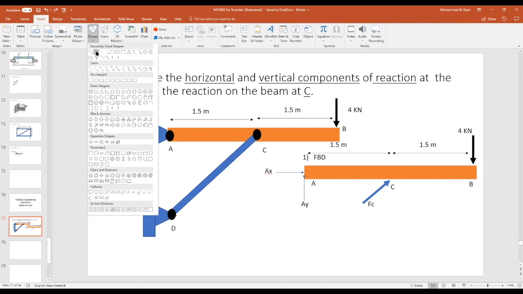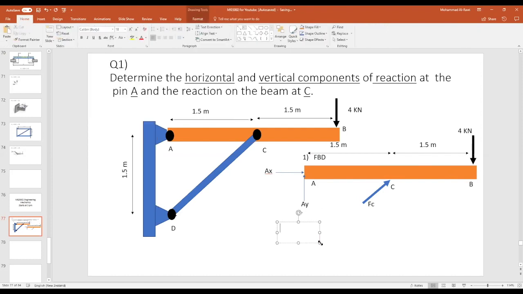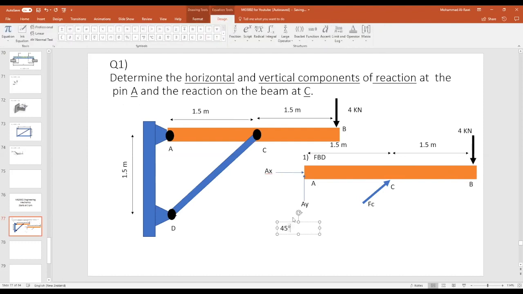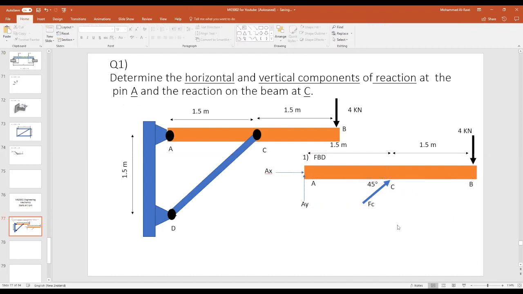Insert. This is a good day as well to learn how to use the equation editors, because in the future you need them when you write your reports. All right, so the angle is 45 degrees.